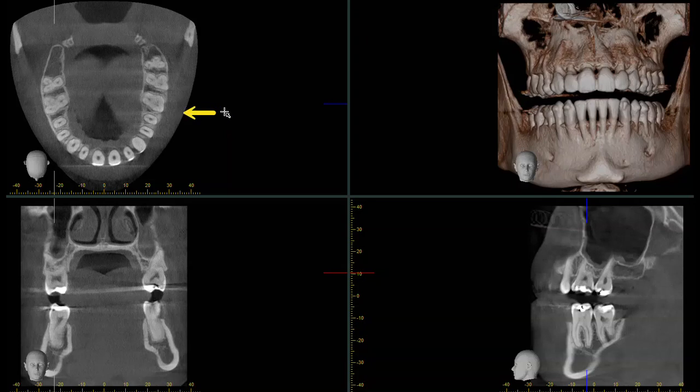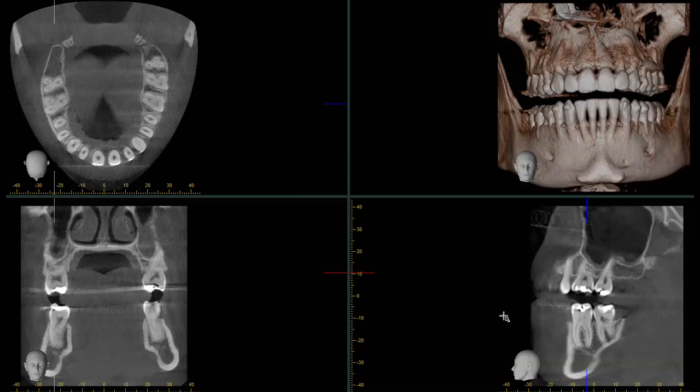So it is essentially a view from the patient's chin to their sinus, or from their sinus down towards their chin. The coronal slice is a view from anterior to posterior. Similar to a panoramic image, it is essentially as if the patient is standing in front of you and looking at you. The left side of the image is the right side of the patient, and the right side of the image is the left side of the patient.